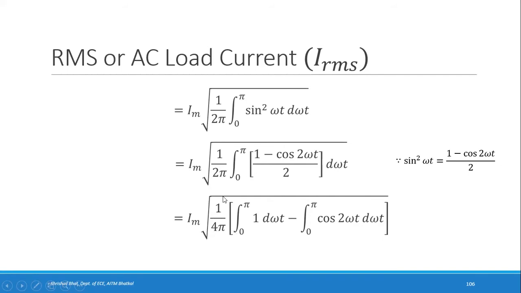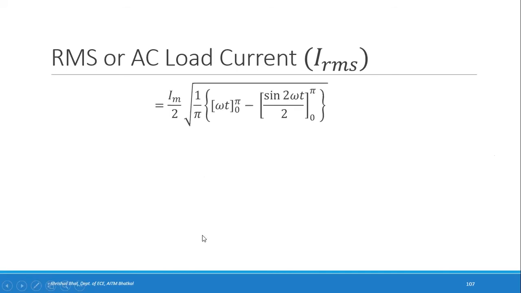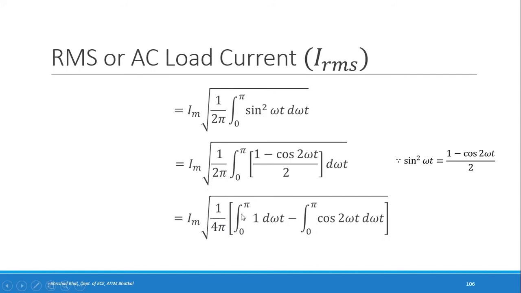So this 1 by 4 pi, this 4, if I take it outside the square root, what will be the value? What is square root of 4? Square root of 4 is 2. So if I bring it outside, I'll get Im divided by 2 outside. Then 1 by pi will remain, into integration of 1 with respect to omega t. Integration of 1 is omega t.